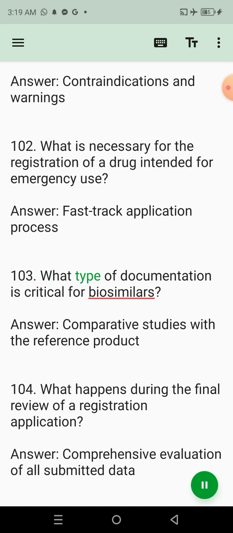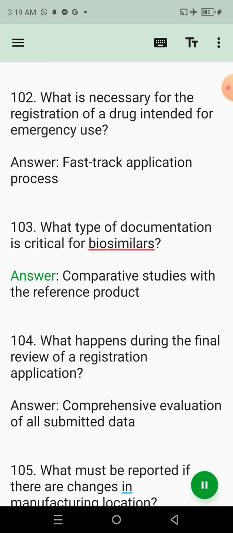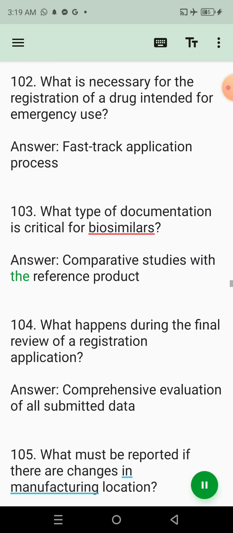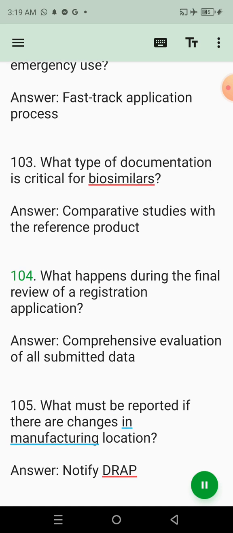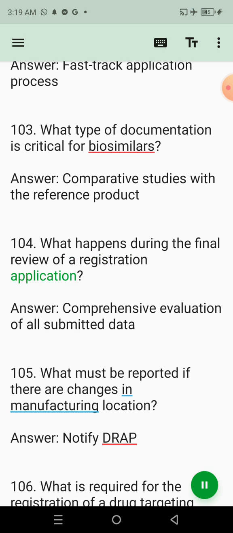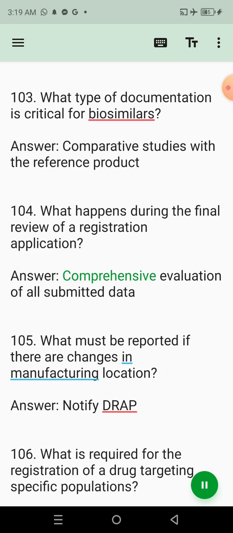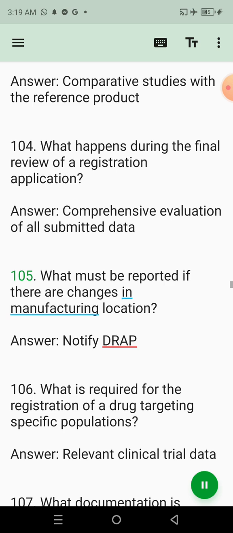103. What type of documentation is critical for biosimilars? Answer: comparative studies with the reference product. 104. What happens during the final review of a registration application? Answer: comprehensive evaluation of all submitted data.